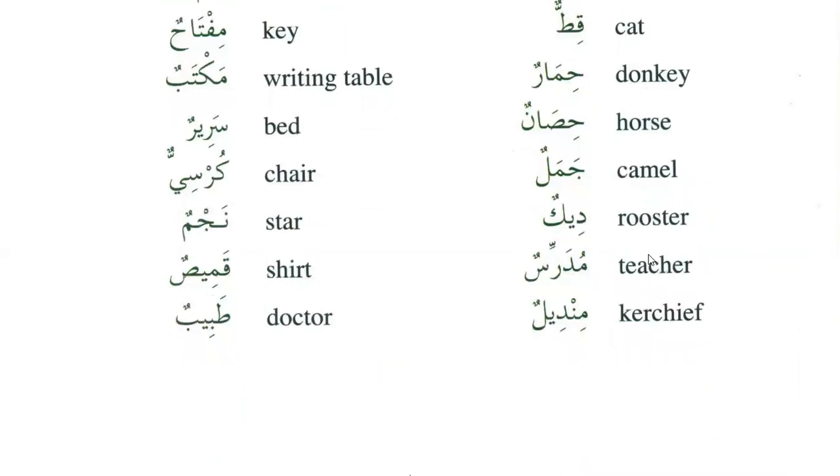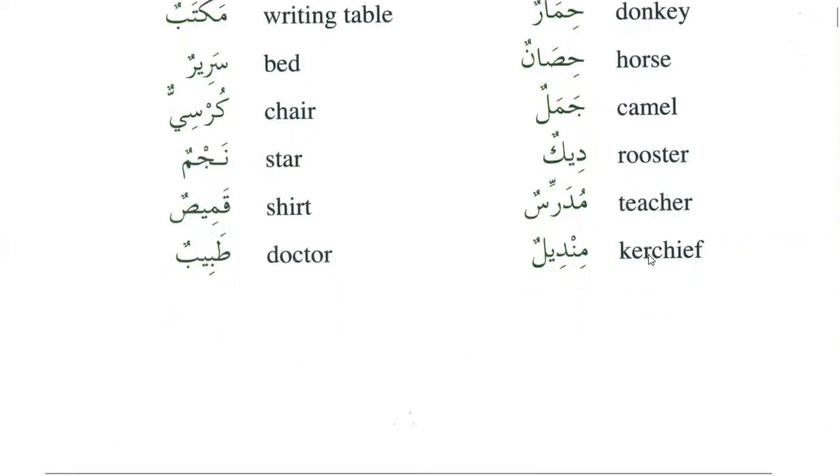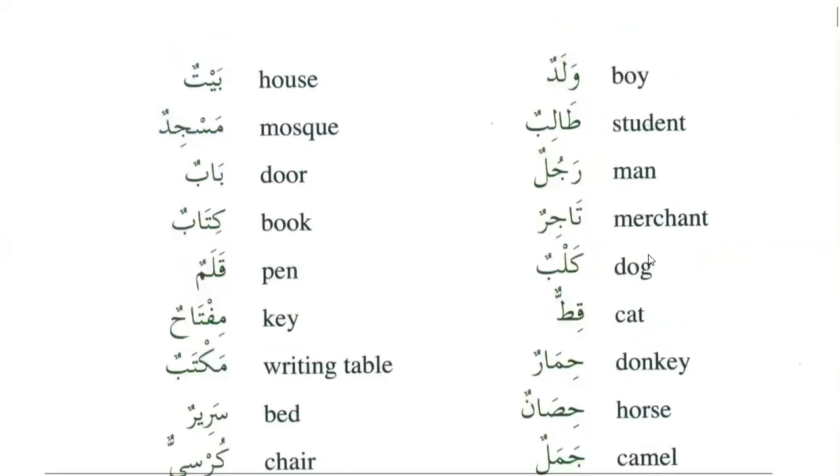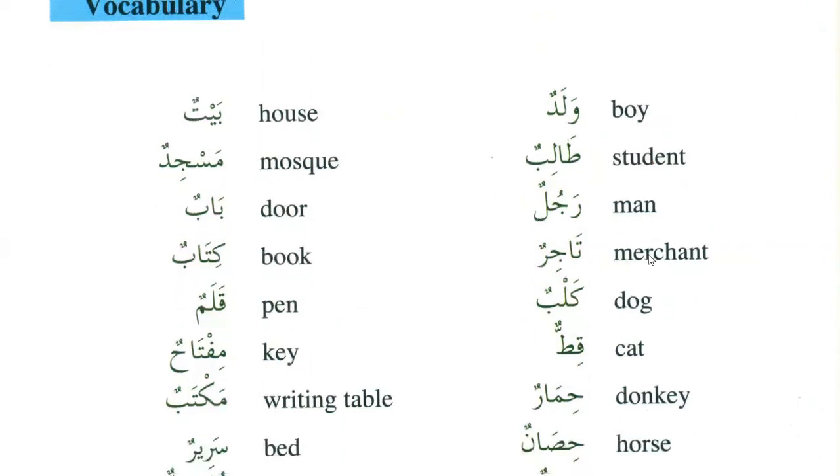Next. Kursi is chair. Najam is star. Qamis is shirt. Tabib is doctor. Walad is boy. Talib is student. Rajul is man. Tajir is a merchant. Kalb is dog.